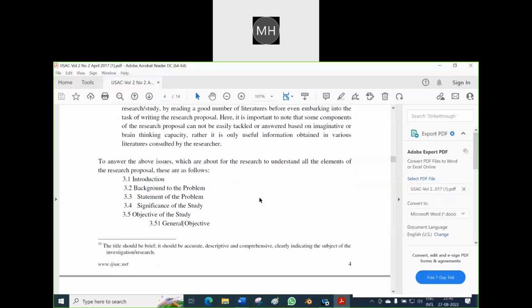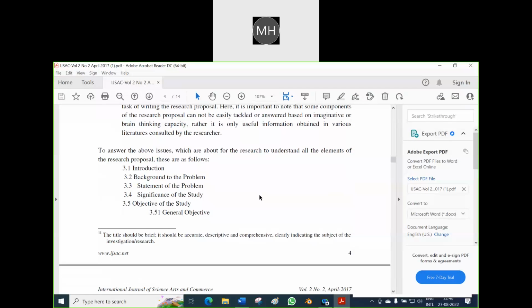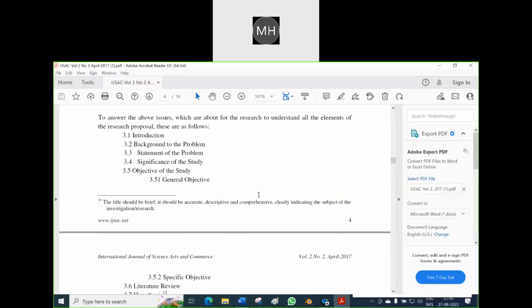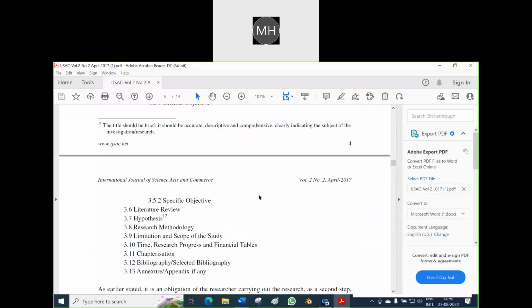In the introduction, the answer to the above issues about the research, to understand all the elements of the research proposal, these are as follows. Number one, introduction. Of course, the sequence is introduction, background to the problem, statement of the problem, significance of the study, objective of the study, again in the objective, general objective and specific objective. Then the sixth one is the literature review. Next comes the hypothesis. But generally, people write research questions. That is the outdated one. Better you write the hypothesis.